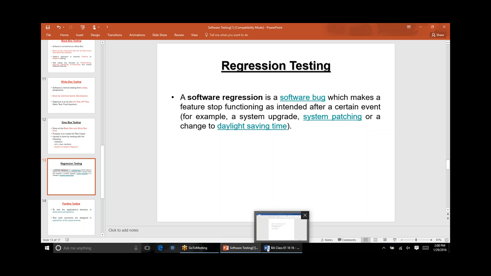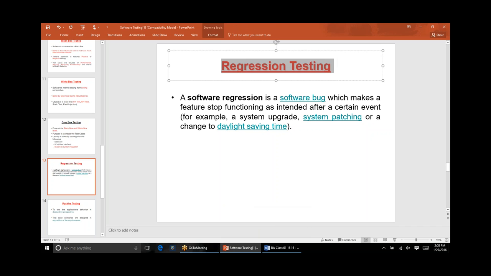Regression testing. Make a note of this term called regression testing. Now, what is a regression testing example? Let us say you have an application, any application for that matter, it doesn't make a difference because these concepts are independent of what kind of application it is, whether it's an SAP or this or that or whatever.